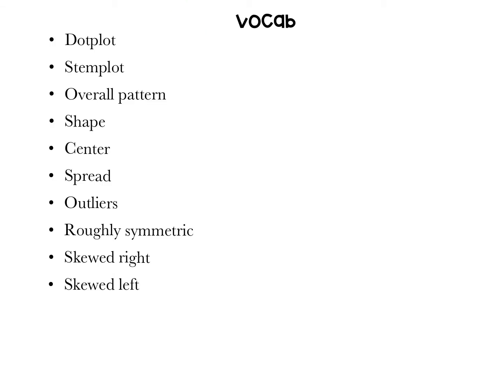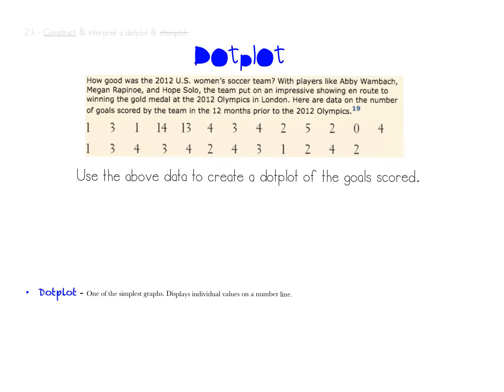So this section is pretty heavy in vocabulary, but some of it's probably already going to be familiar to you. But these are the vocabulary words we're going to work throughout this lesson. Alright, so a dot plot, by definition, is one of the simplest graphs. You can see individual values strictly on a number line. That's what a dot plot is.